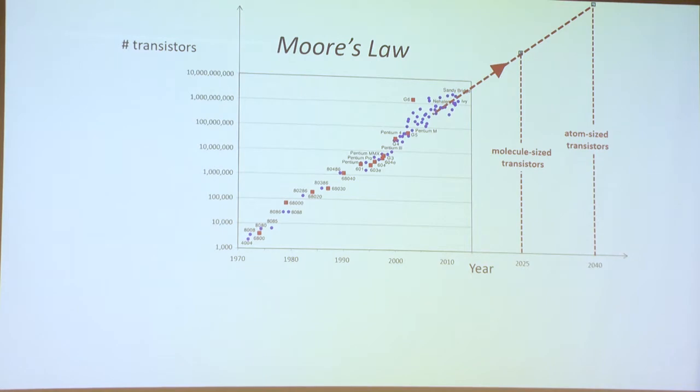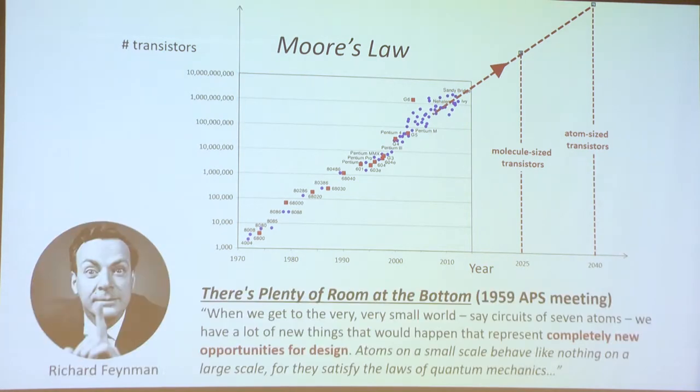Now, in one of my favorite scientific quotes ever, from 1959, Richard Feynman, many of you know this, this lecture he gave at an APS meeting. There's plenty of room at the bottom. He was inspired by the advent of the solid-state transistor. And because it wasn't the vacuum tube, even though it was sort of big and bulky, it was solid state, so it could in principle be shrunk down quite a bit, maybe down to individual atom dimensions.